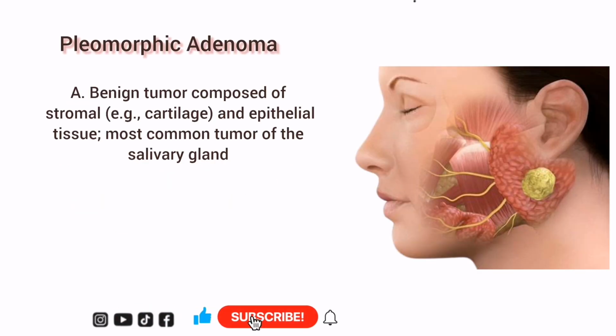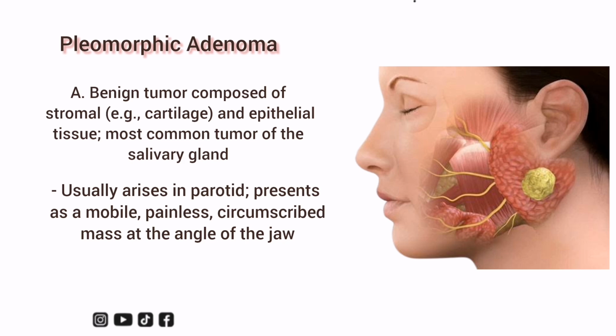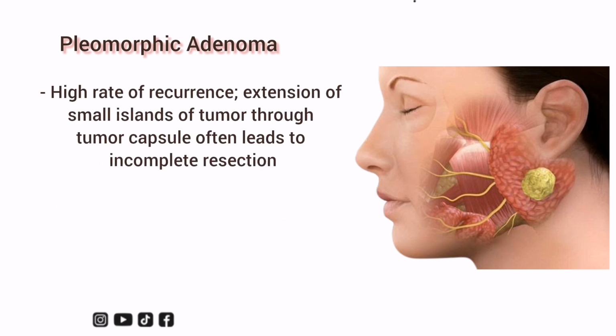Pleomorphic adenoma is the most common benign tumor of the salivary gland, which is the benign tumor composed of the stromal, the cartilage, and the epithelial tissue. Most common tumor of the salivary gland usually arises in the parotid, presents as a mobile, painless, circumscribed mass at the angle of the jaw. High rate of recurrence, extension of the small islands of the tumor to the tumor capsule often leads to the incomplete resection in this case.